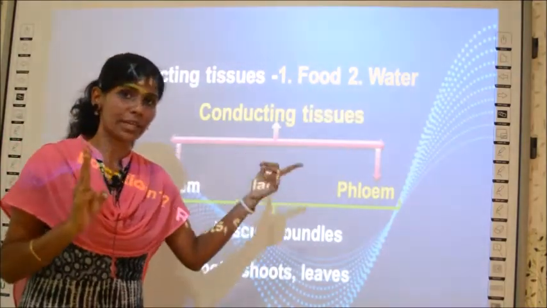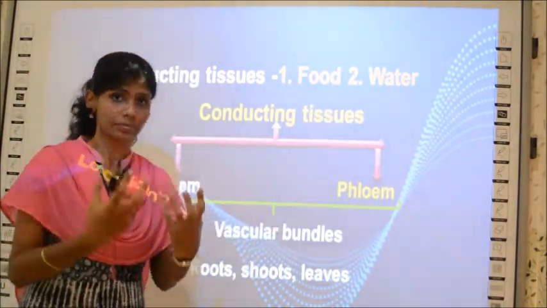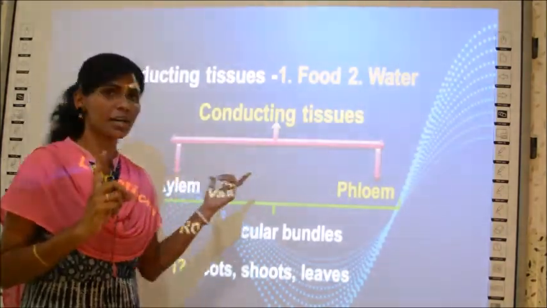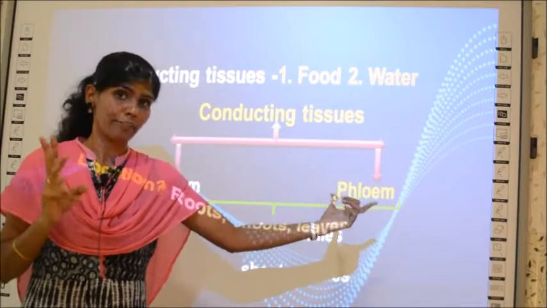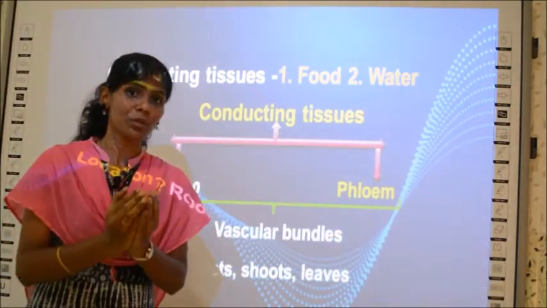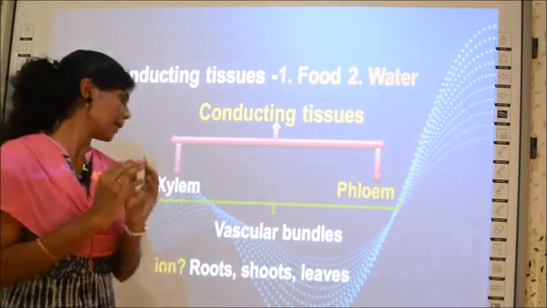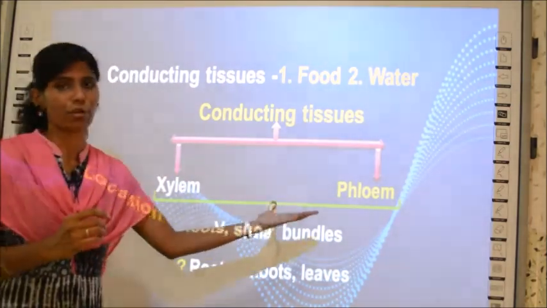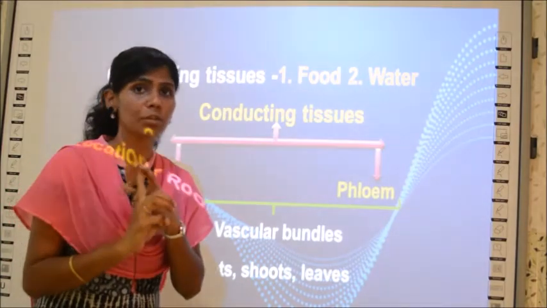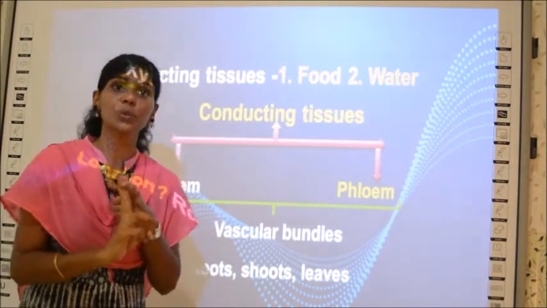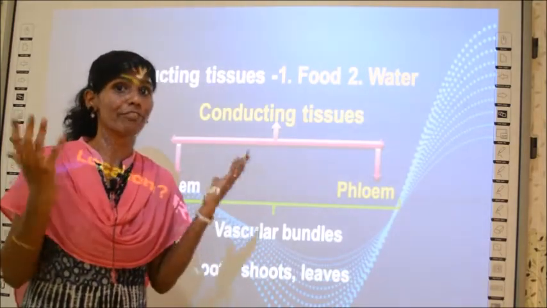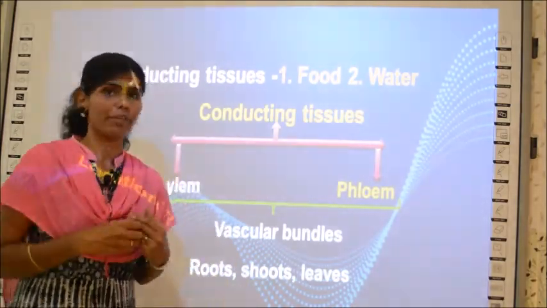Okay. So, conducting tissues conduct food and water. There are two types of conducting tissues in plant structure. One is xylem, the other one is phloem. Xylem and phloem together are called vascular bundles, and these xylem and phloem are located in three parts in a plant. First is the roots, the second one is the shoot and the third one is the leaves. In all these three places you can find xylem and phloem. Okay.